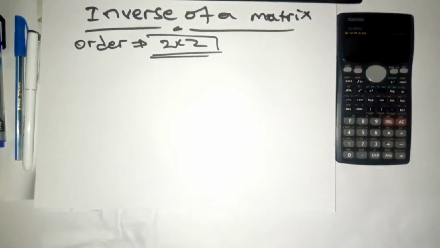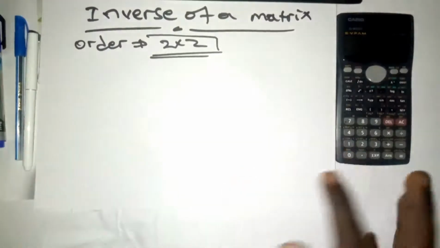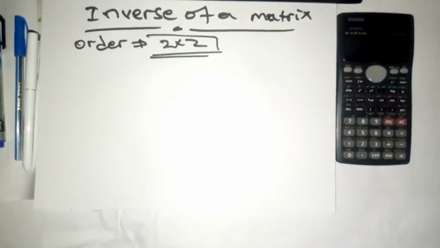So for the inverse of a matrix, I'm just going to first of all introduce it. I'll give you a simple hint, something very small on the inverse of a matrix, so that you can understand what you shall be looking at. We shall use two methods when we are finding the inverse of a matrix.